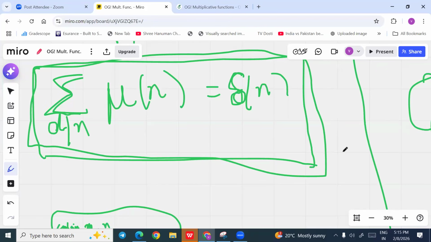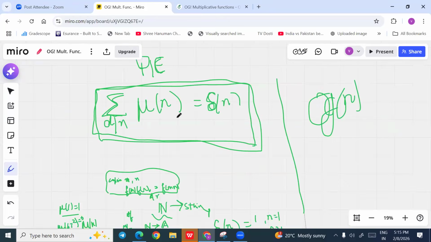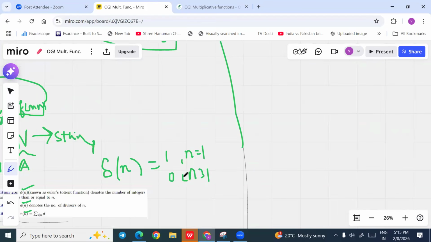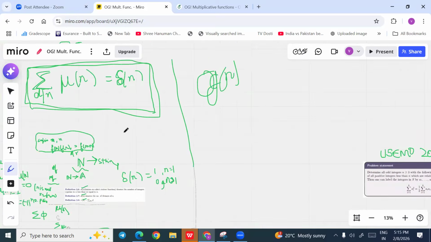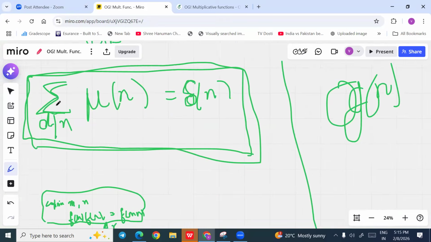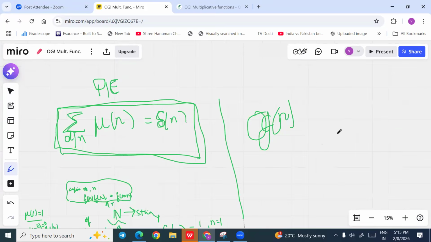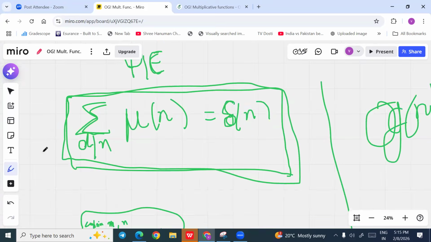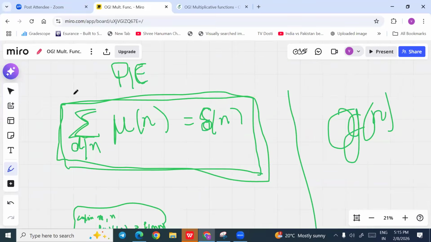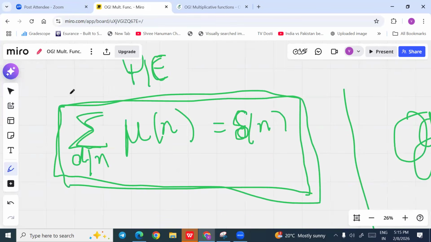Wait, can you show the definition of delta? Okay, the delta function is 1 at n equal to 1 and 0 at n greater than 1. That's it. So this basically says this sum is 1 if n equals 1 and 0 otherwise. As a hint, you should try to focus a bit on the prime factorization of n.